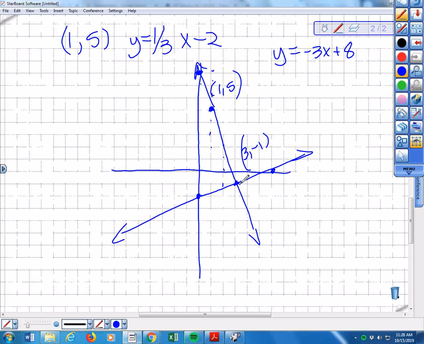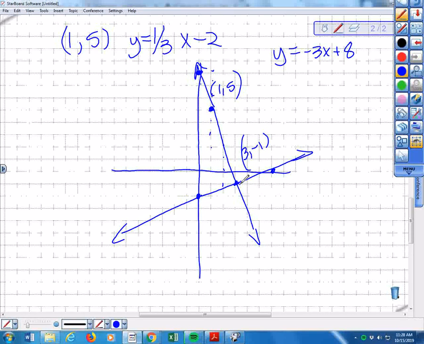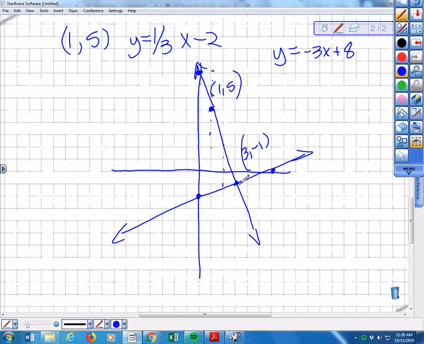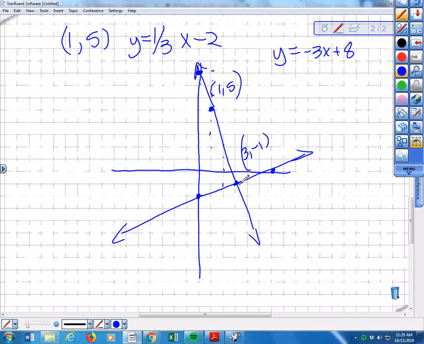Okay, I'm going to go through the algebra way now, which is what you're going to have to do if my system doesn't give you an exact coordinate. Okay, the algebra way. Yeah. Let's find a different one.